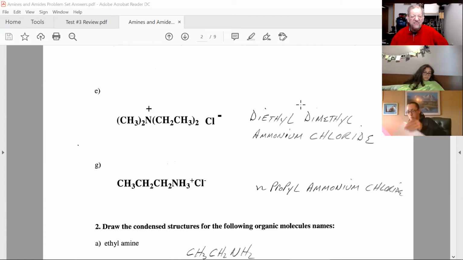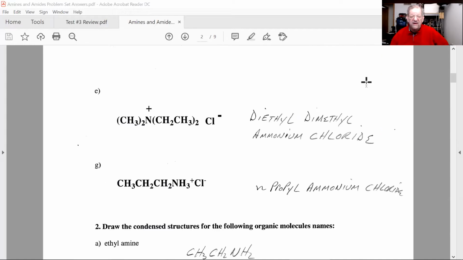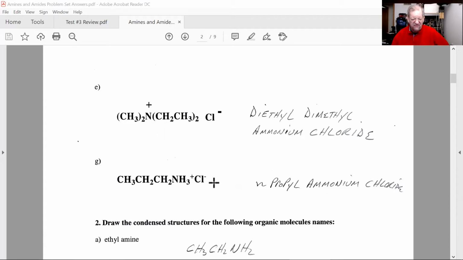All right, now, let's do E. This is a quaternary ammonium salt. Remember the bracket here with a 2 tells you there are 2-methyl, 2-ethyl, diethyl, dimethyl. You could have dimethyl first. That's a quaternary ammonium salt, so we add ammonium chloride. Now here we have an amine salt where R prime and R double prime are hydrogen. I have N-propylammonium chloride.